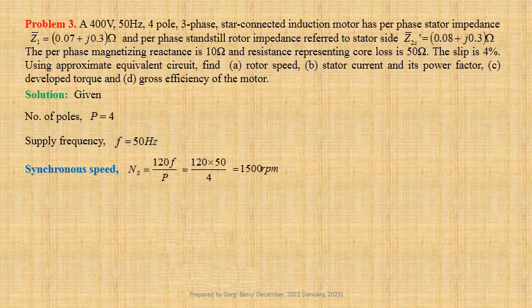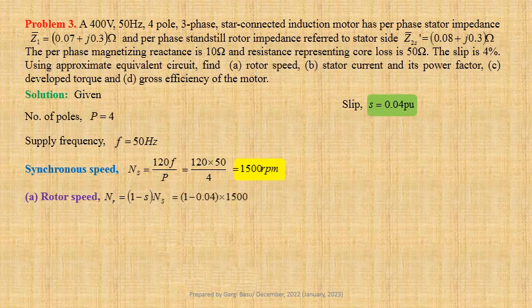Now we shall calculate rotor speed. Nr equals (1 minus S) times Ns. Given slip S equals 0.04 per unit. Therefore, Nr equals (1 minus 0.04) into 1500, that gives us 1440 revolutions per minute. Now we shall determine gross efficiency of the motor.